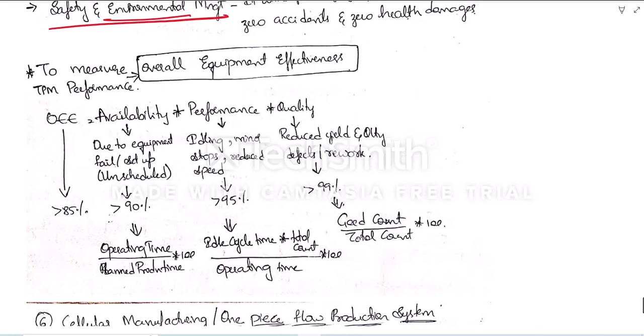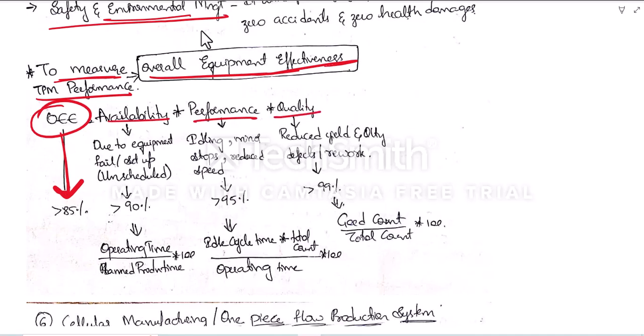Then how do we check whether the machine is operating effectively? To measure TPM performance, we have overall equipment effectiveness, termed OEE. After calculating OEE, if it is more than 85%, then it is an indication that TPM is performing in a good manner. So how to calculate that OEE? OEE is nothing but the multiplication of availability, performance and quality.